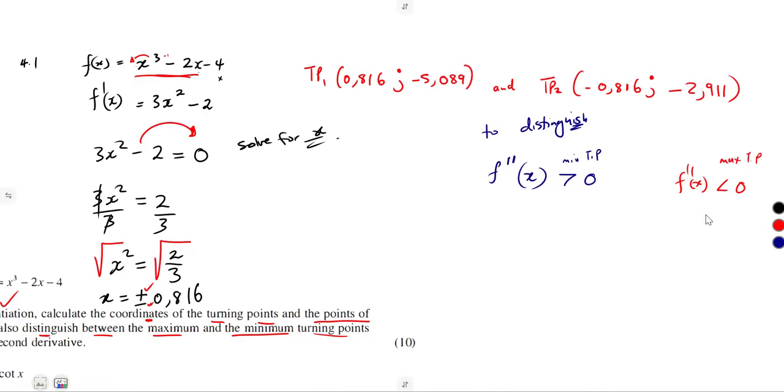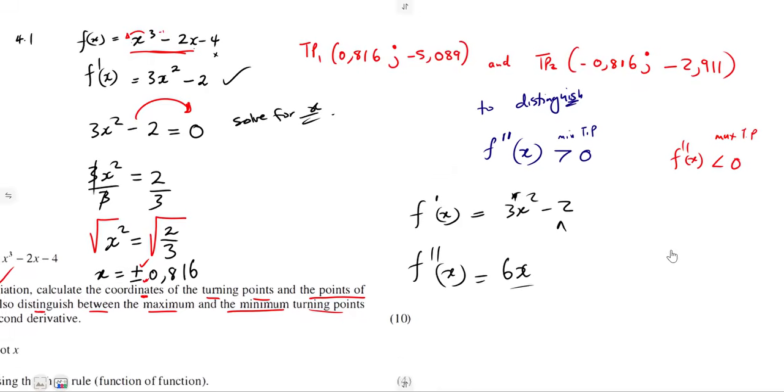So let's have the second derivative. Remember, from our first derivative here, 3x squared minus 2, our second derivative with respect to x: drop the exponent, subtract 1, so that's 6x. Minus 2 is a constant, so its derivative is what? It is 0. So this is our second derivative.